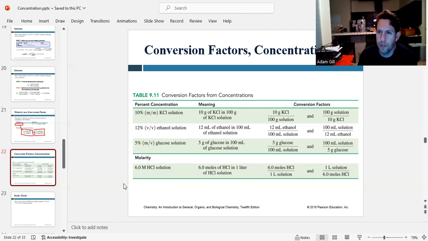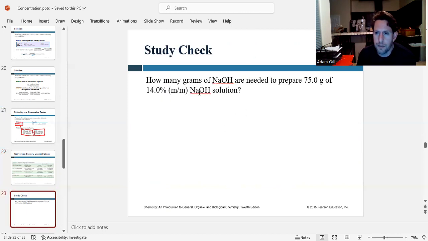So converting your concentration into a conversion factor is critical for this chapter. Let's do a practice problem. How many grams of sodium hydroxide are needed to prepare 75 grams of a 14% M over M NaOH solution? Well, let's start with our given value here. Well, actually, before we do that, let's express this as a fraction, and then we'll use the fraction.